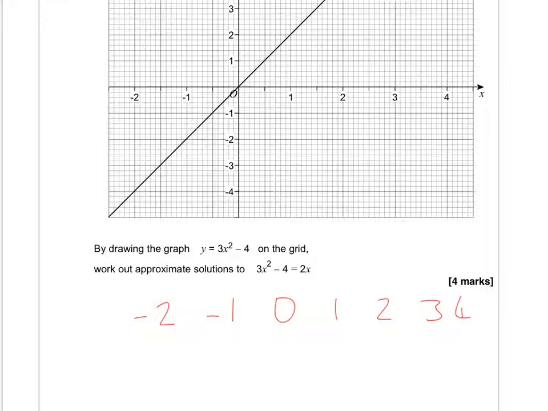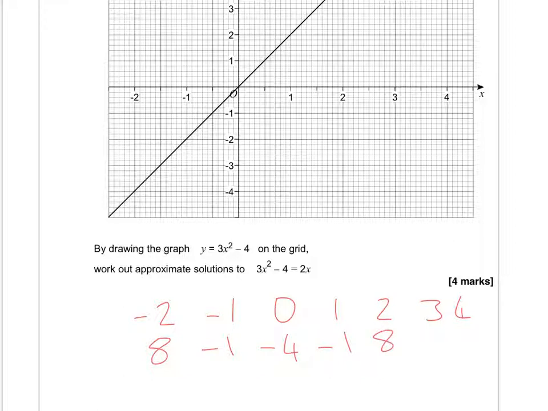So the first part, then, I've got to do minus 2 squared, which is 4, times 3, which is 12, and then I'm going to take away the 4 to get 8. Then I'm going to do minus 1 squared, which is 1, times 3, which is 3, and then take away 4, which is minus 1. 0 squared is 0, times 3 is still 0, take away 4, so we've got minus 4. 1 squared is 1, times 3 is 3, take away 4, minus 1. 2 squared is 4, times 3 is 12, take away 4, gives us 8.